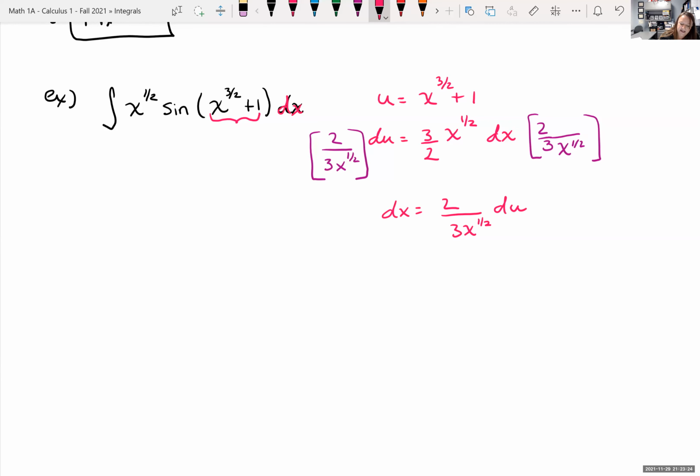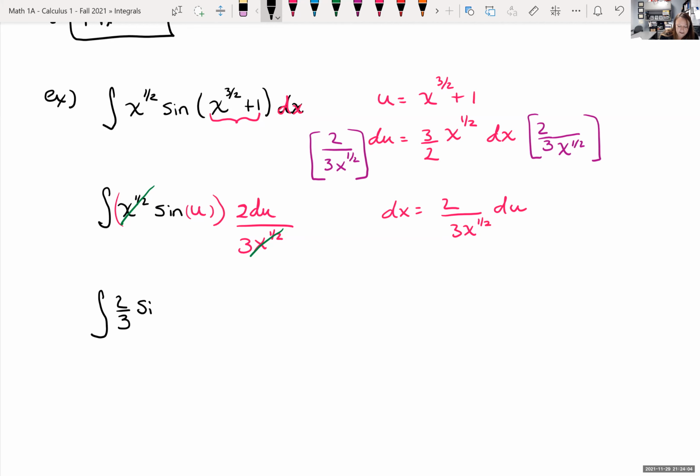So go in and plug in what dx is and plug in what you had chosen u to be. So we have x to the 1/2 sine of u dx, but dx is the same thing as 2 du over 3 x to the 1/2. So notice that x to the 1/2 cancels, which we wanted. And now we have an integral with just u in there. We can think of this as 2/3 sine u du.